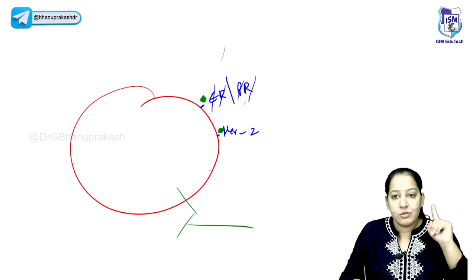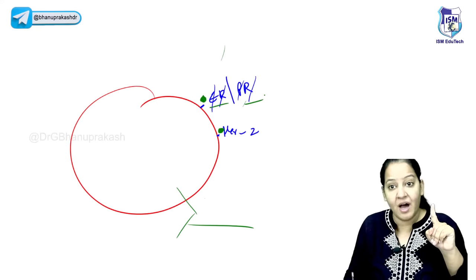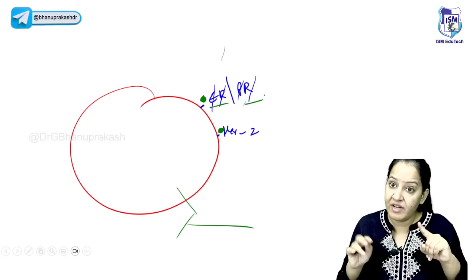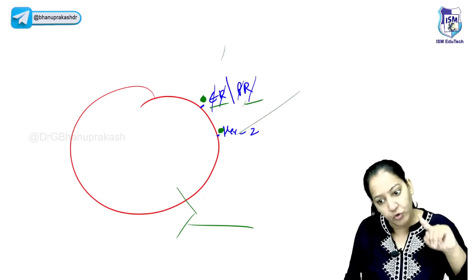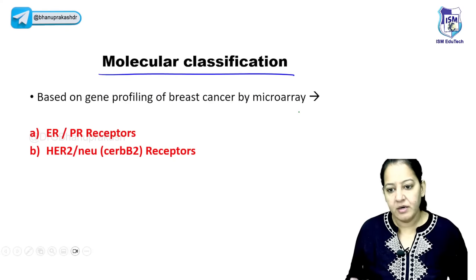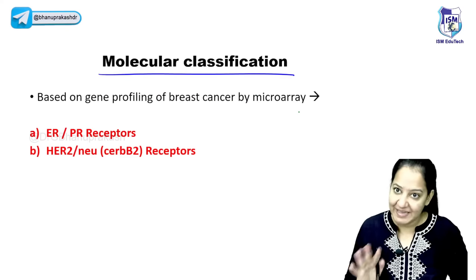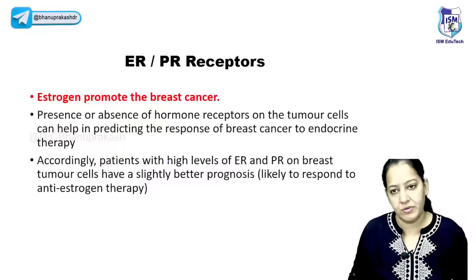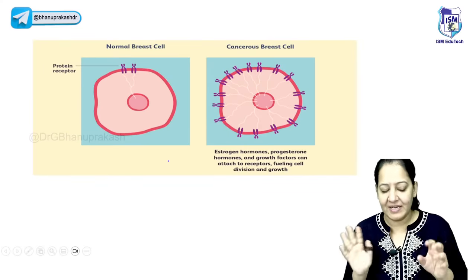Otherwise, it will not divide. So the cell will divide when estrogen and progesterone come and bind with ERPR, or when HER2 comes and binds with the HER2 receptor. How many of you got it? So that is the molecular classification. That is the basis of classification: ERPR and HER2 receptor. Let me show you the normal breast and cancer breast.